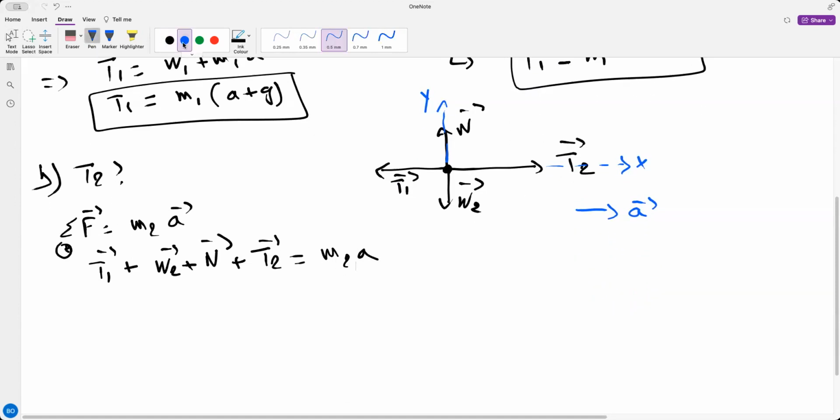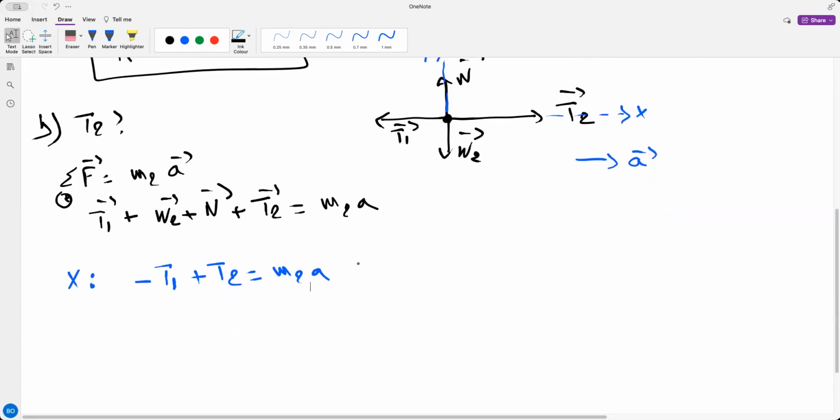Now let's project along the x-axis. Along the x-axis, you can see that T1 has a negative projection. W2 has no projection because it's perpendicular to the x-axis. The same thing for the normal. And there is only T2 that has a projection along the x-axis. And so this is the equation.